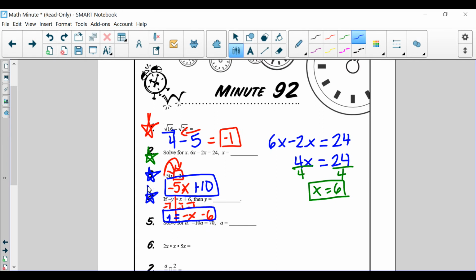Okay, and then number 5, it says -10a is equal to 70. And so what we're going to do is we are going to go ahead and divide by -10 because that's the coefficient. What you do to one side, you do to the other. And so then we end up with a is equal to 70 divided by -10 is going to be -7. Very nice, very nice. Let's continue on.